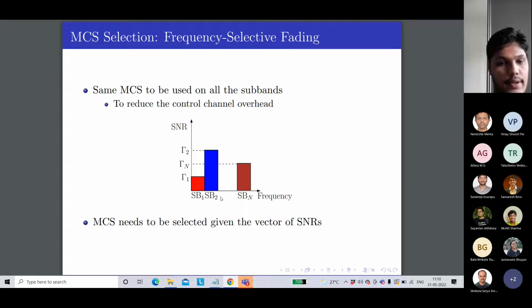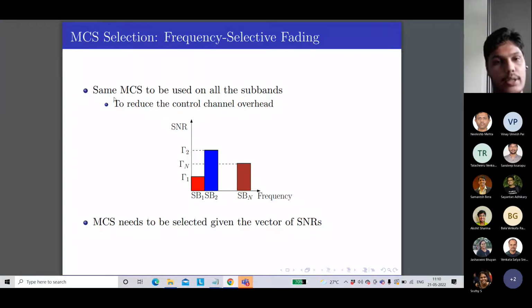So we have subbands here on frequency. We can see they're experiencing different kinds of SNRs. Subband 1, gamma 1, subband 2, gamma 2, subband n, gamma n. First thing, the same MCS is to be used on all the subbands. Why? To reduce the control channel overhead. What I mean by this is, when a base station is transmitting to the user with a particular MCS, an indicator of this MCS will be sent to the user. If different subbands use different MCSs, then for every subband we have to transmit a control channel indicator indicating the MCS. So to reduce the control channel overhead, it is decided the same MCS should be used in all the subbands.